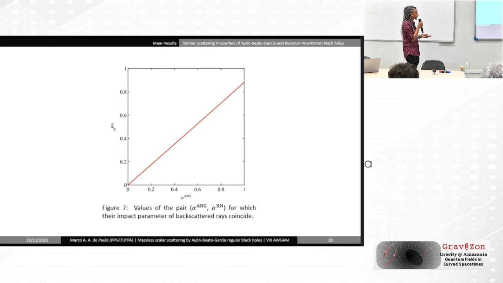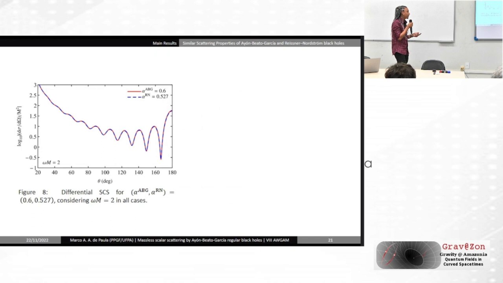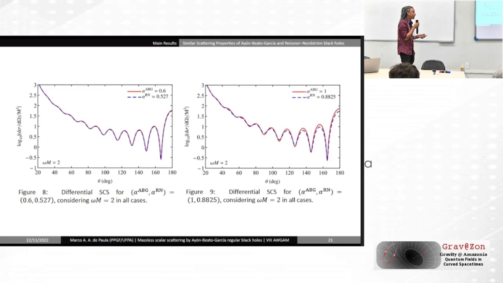By doing so, we can obtain that the differential scattering cross-sections for ABG and Heisenberg-Euler black holes can be very similar up to moderate values of the normalized electric charge. That means that if you choose small to moderate values of the normalized electric charge, here, for instance, we are considering alpha in the ABG case equal to 0.6, we can find very similar configurations. But as we increase the values of alpha, the differential scattering cross-sections start to differ, especially the magnitude of the intensity flux here, although the oscillatory profile remains very similar.